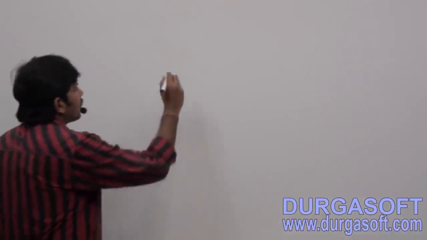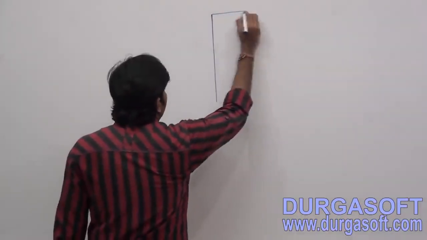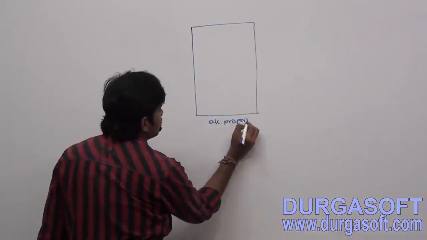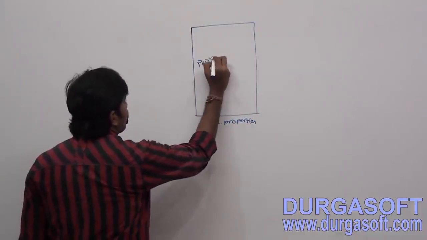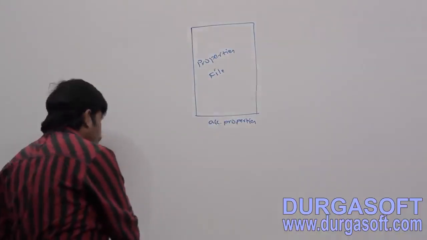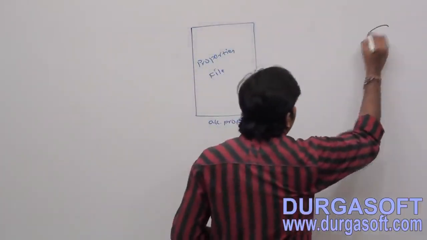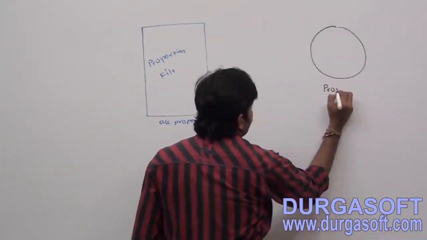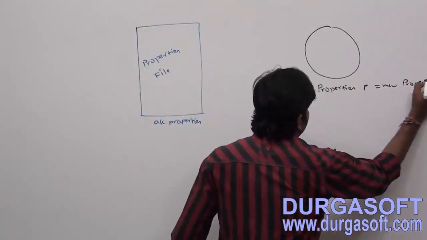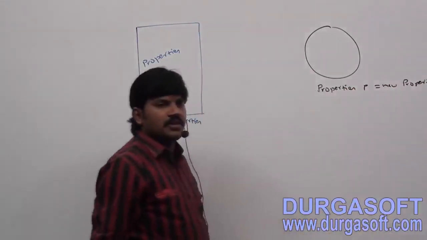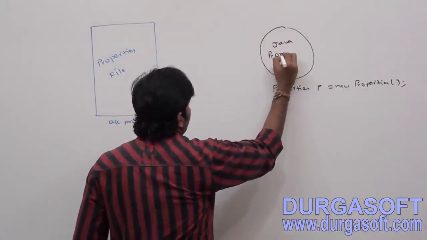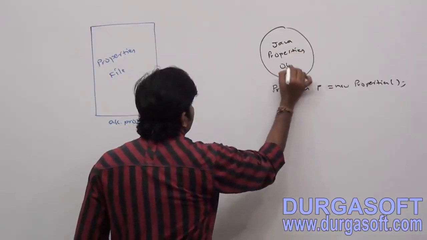Suppose I have an abc.properties file. Can I use the term properties file or not? A properties file contains several properties. Now my target is, I have a properties object: Properties p = new Properties(). You know Java, what is this one? Java properties object.